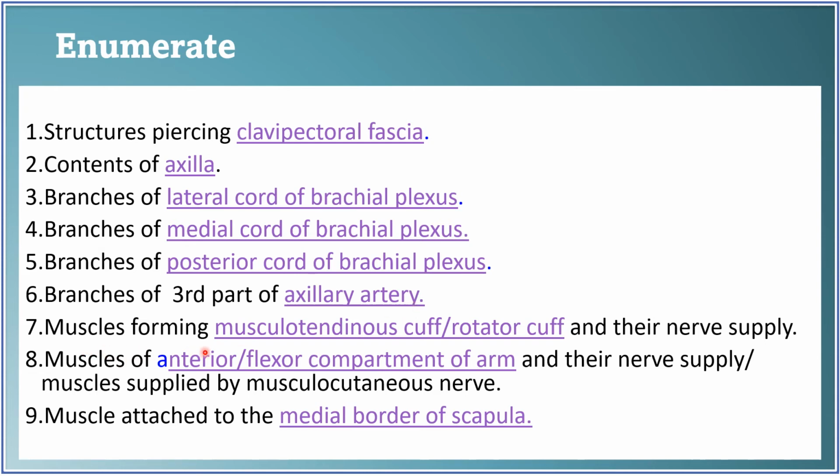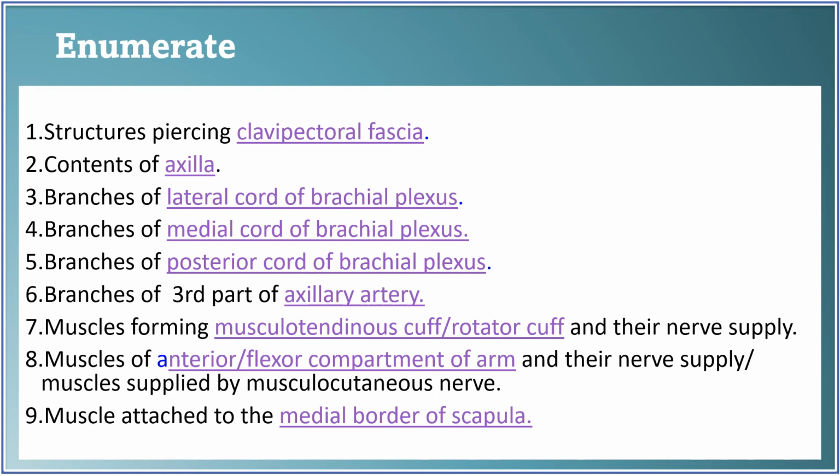Then comes muscles forming musculotendinous cuff. This will be asked along with their nerve supply. Then muscles of flexor compartment of arm and their nerve supply, or the question can be name the muscles which are supplied by musculocutaneous nerve, right? Usually posterior compartment is not asked because there is one big muscle, that is triceps there. Now muscles attached to the medial border of scapula. One has to be very careful, right? Why is it asked? Because you have to mention all the 4 muscles, the 3 muscles on the dorsal surface of the medial border and one, that is serratus anterior, on the ventral surface of the medial border. So all the 4 muscles, they need to be mentioned.